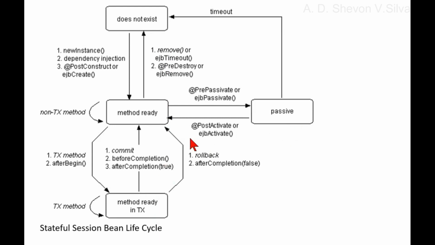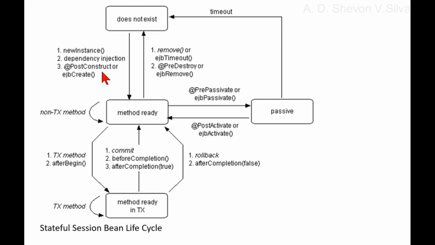To transition from the does not exist state to the method ready state, the following occurs. The new instance method is invoked, dependency injection occurs if any, and the session bean method annotated as the PostConstruct, or the EJB create method, if defined, is invoked.